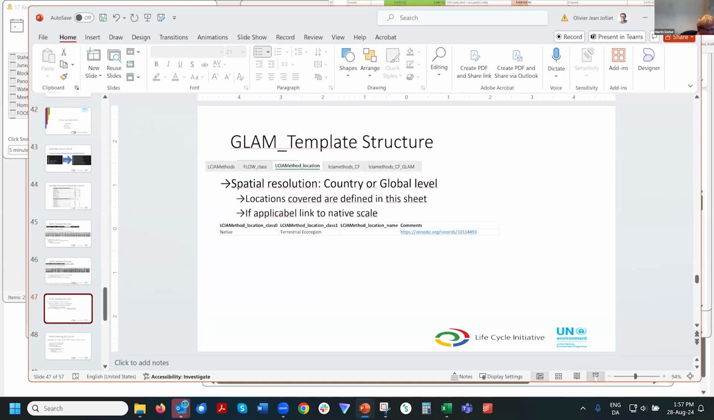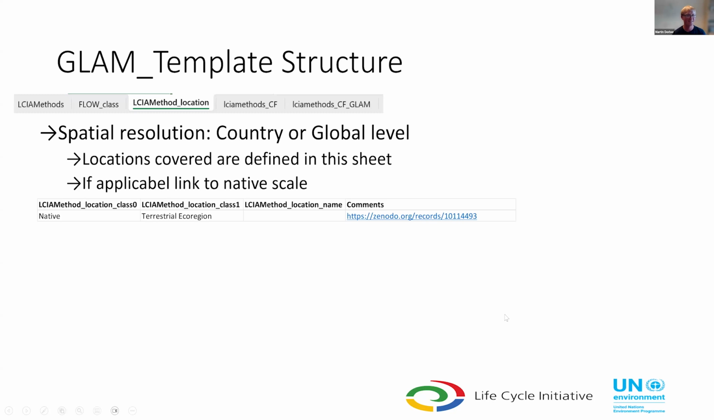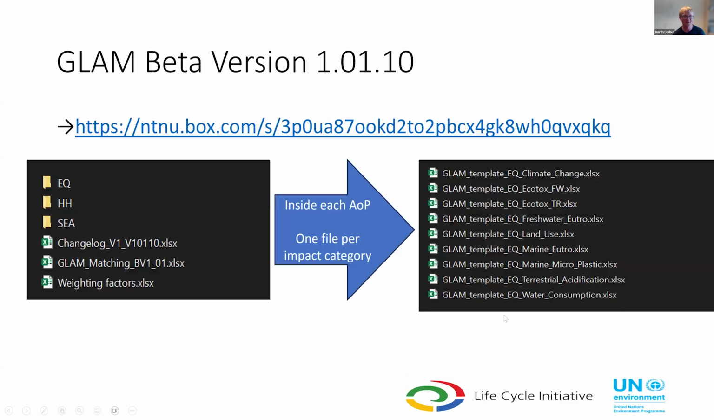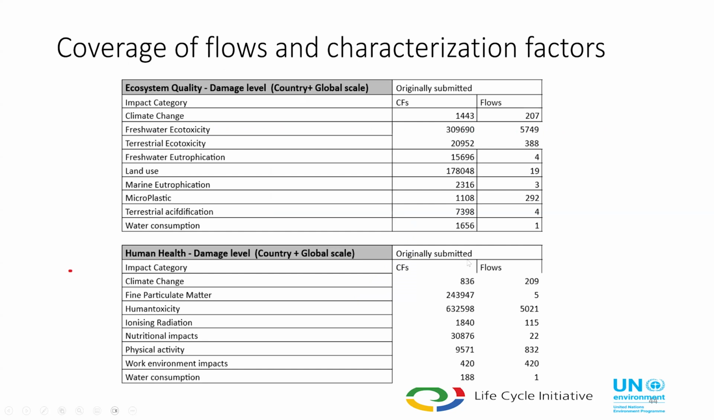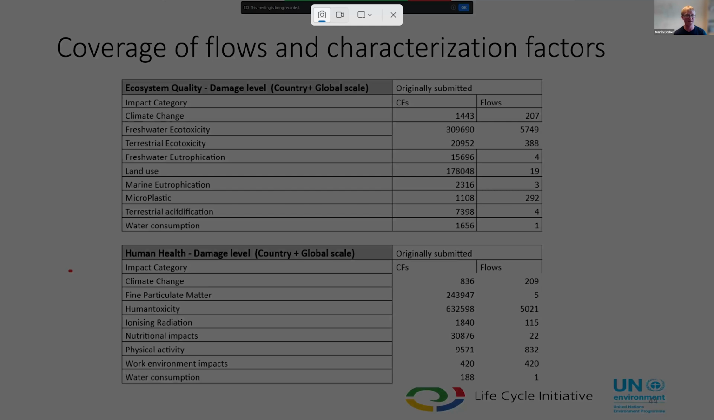And then we can go back to the overview of the characterization factors. So what do we have in there? Yes, this is the overview of each impact category. How many characterization factors do we have in the research version, and how many unique flows do they cover? We see that especially for freshwater ecotoxicity and land use, it's a lot of characterization factors. For only one category, it's already over 300,000. And as Olivier mentioned, it's over 5,000 flows, for example, for ecotoxicity. So that's 5,749 flows here.